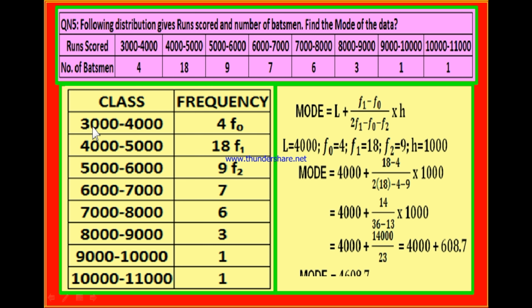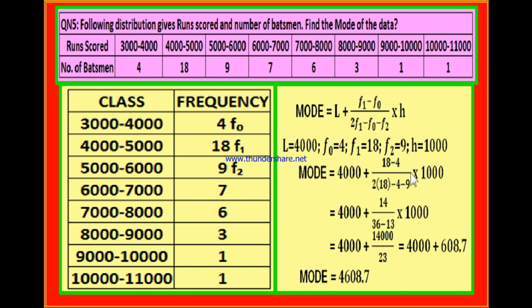and H means height of the class. Height of the class is nothing but the difference between any two successive lower boundaries or any two successive upper boundaries, which is equal to 1000. Now you substitute these values and simplify. Mode is equal to L, that is 4000, plus F1 minus F0, that is 18 minus 4, divided by 2F1, that is 2 into 18, minus F0, that is 4, minus F2, that is 9, into H, that is 1000. This is equal to 4000 plus, what is 18 minus 4?